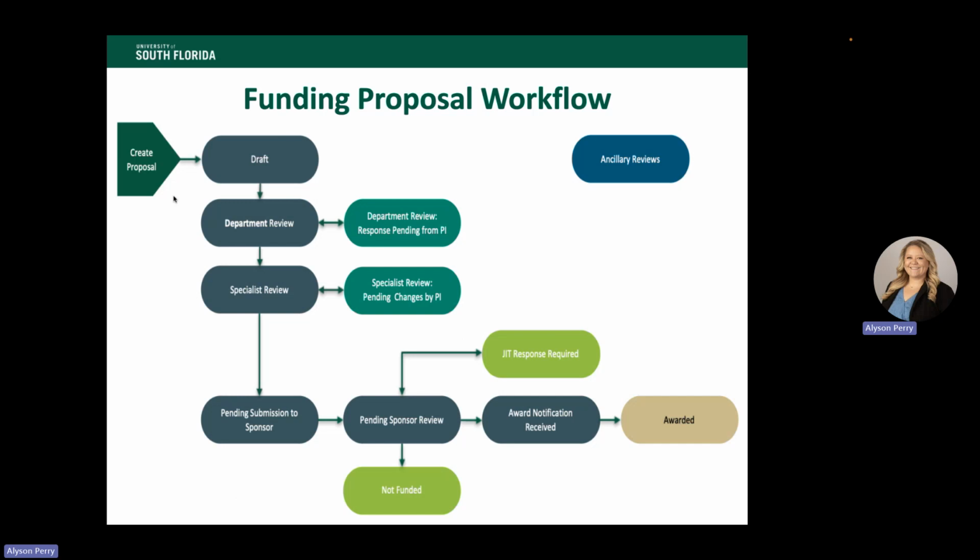So you or your administrative contact will move in to create the proposal, and that will push it to the draft state. From that draft state, you will submit for department review, and depending on what your department reviewer needs, if they're requesting clarification or asking any questions, it will move back and forth between these two states. Once your department reviewer submits it to the level 2 reviewer, again, they may kick it back and forth until it's ready to be submitted to specialist review.